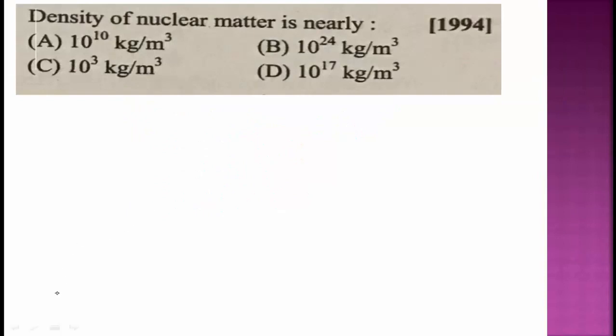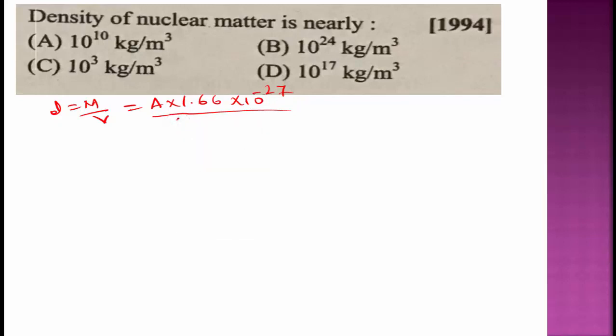And the next problem is: the density of nuclear matter is nearly what? We know the formula, density is equal to mass divided by volume. Mass, using the atomic mass number, into the mass of a proton in kg, 1.66 into 10 to the power of minus 27, divided by volume. The volume of the nucleus is assumed to be spherical.